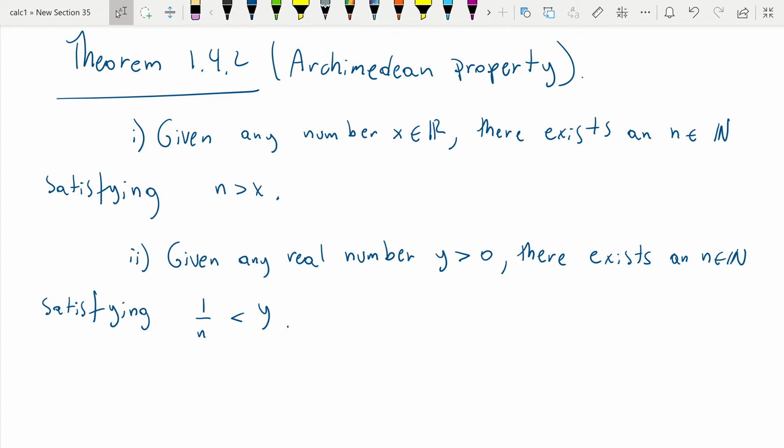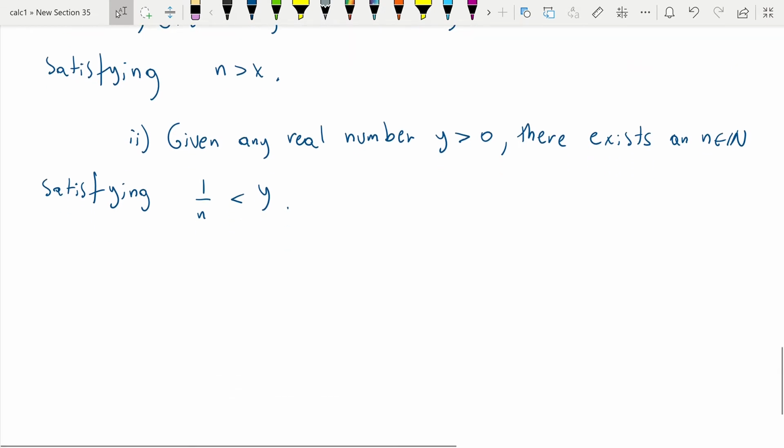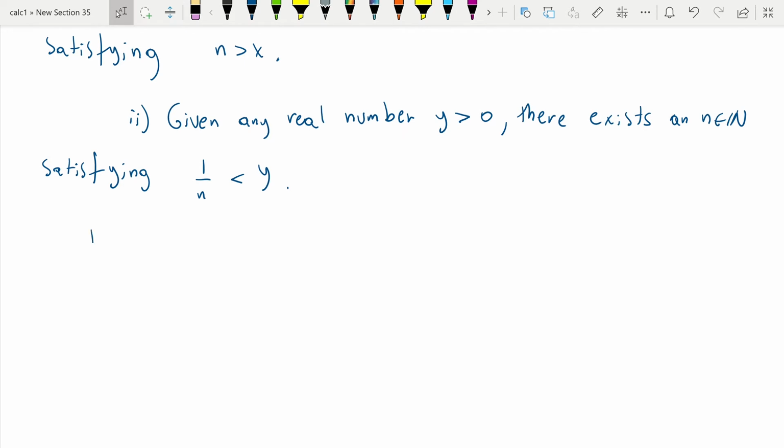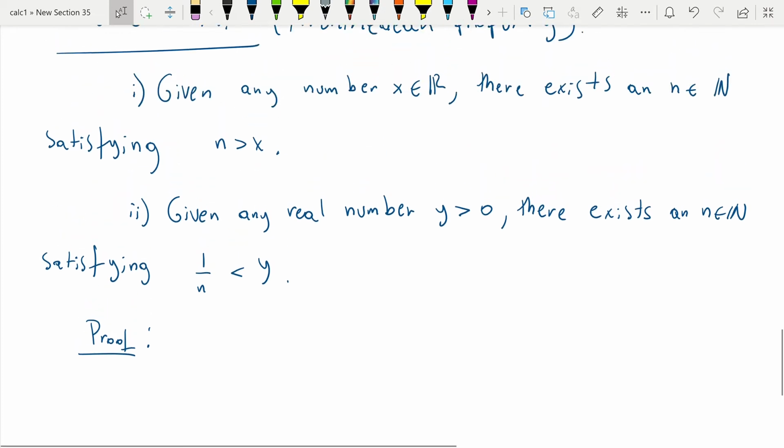So for this particular construction, we have the least upper bound property, so the existence of a supremum for any set bounded from above, and therefore we have the Archimedean property, as we'll see. So here's the proof. So let's assume then that this is not true.